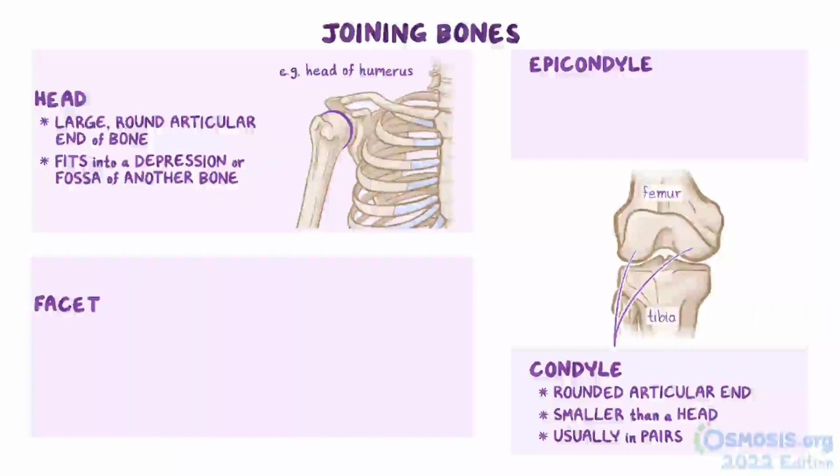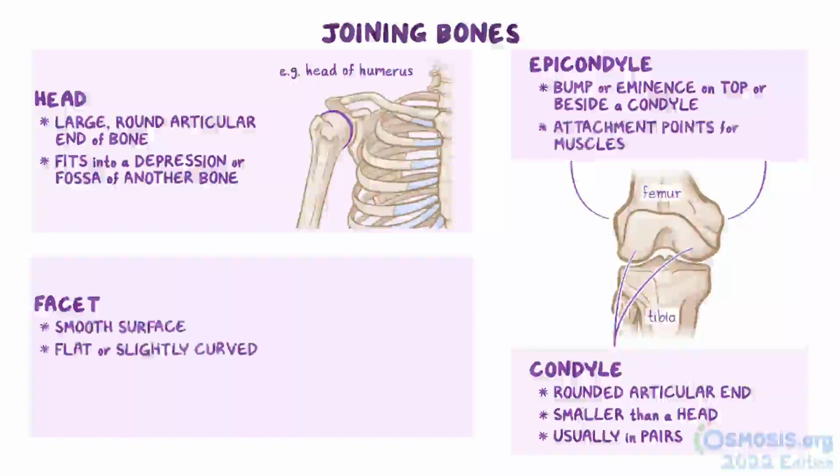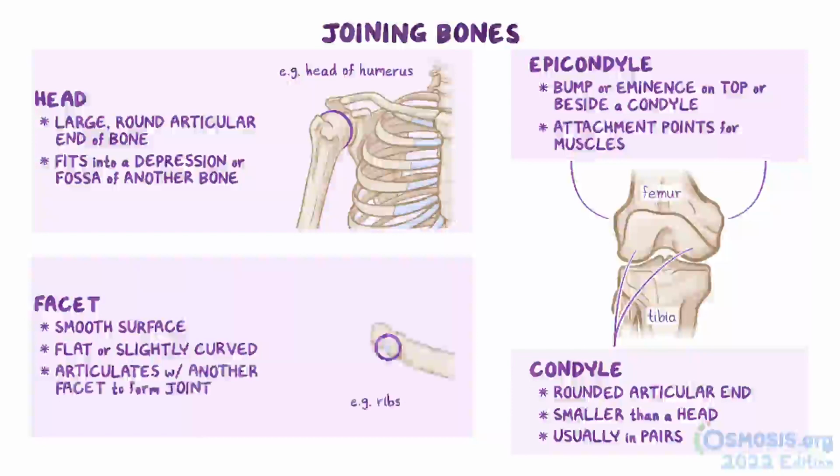While we're at it, a small bump or eminence that lies on top of or beside a condyle is called an epicondyle. So it makes perfect sense for the femur to have two epicondyles, one above each condyle. These epicondyles don't articulate with other bones. Instead, they form attachment points for muscles. Finally is a facet, which is a smooth surface that is flat or slightly curved. Typically, a facet articulates with another flat surface or facet, forming a joint. For example, the ribs have many facets that join other facets of the vertebrae.